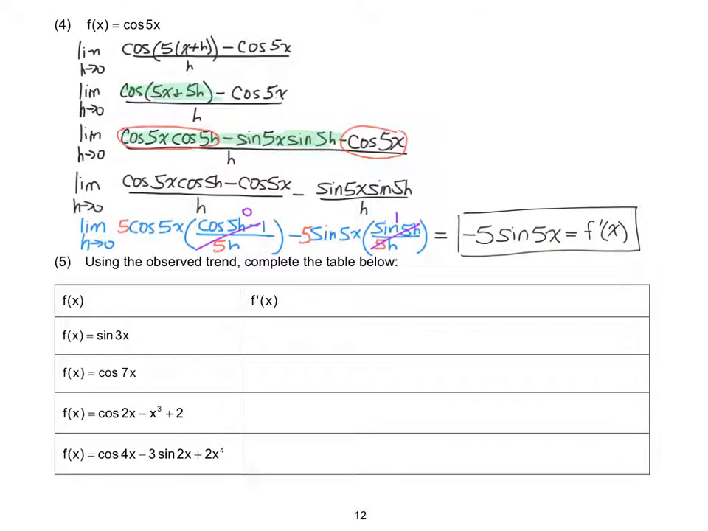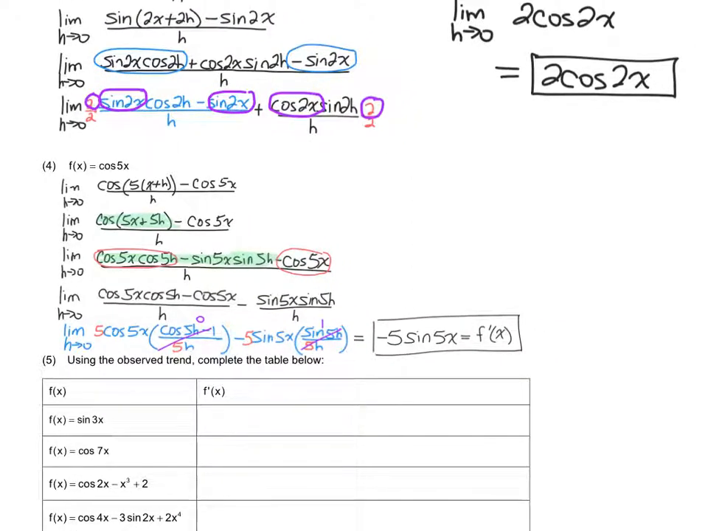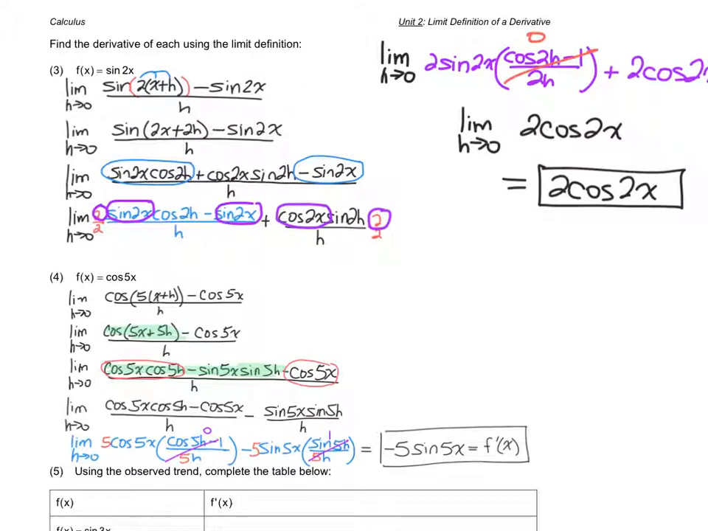All right, so we have to try to come up with a relationship out of this. The first one was sine of 2x, and we came up with 2 times the cosine of 2x as a result. Right, so let's just play this out logically. If I take the derivative of just sine of x, I would get cosine of x. If I take the derivative of sine of 2x, I get 2 cosine 2x.